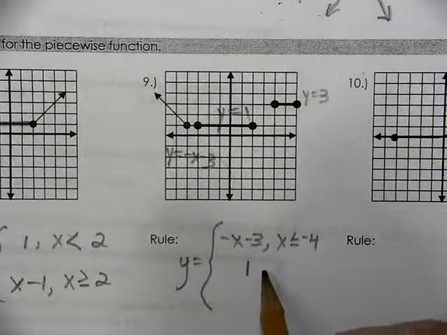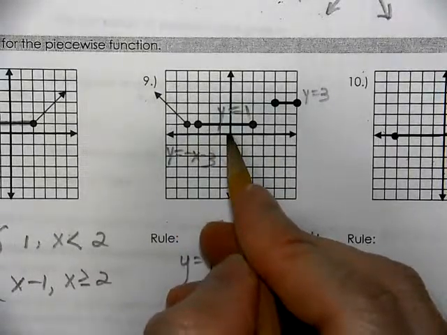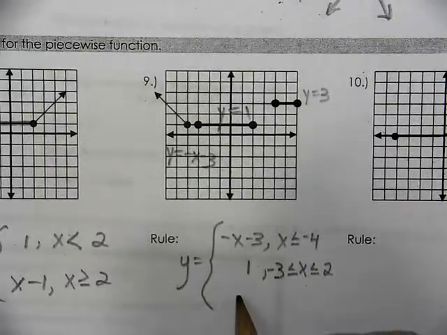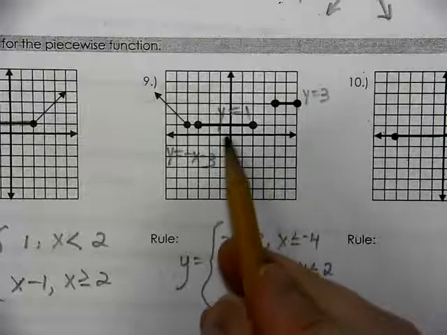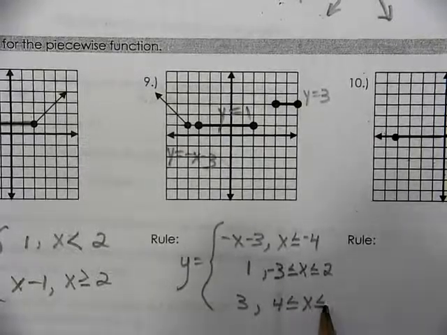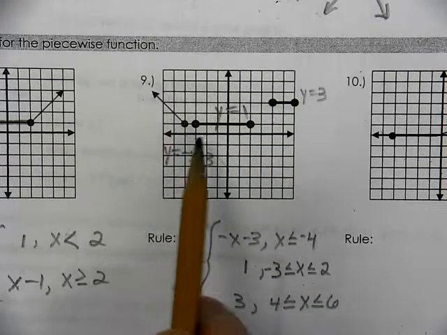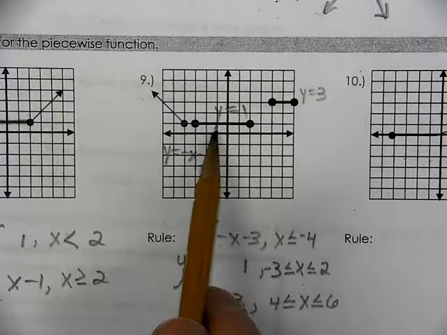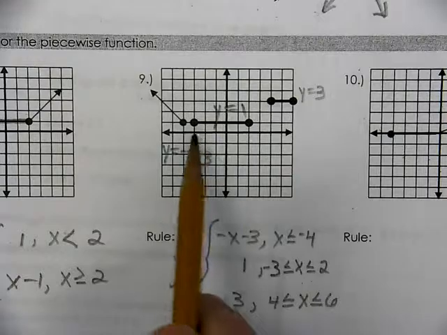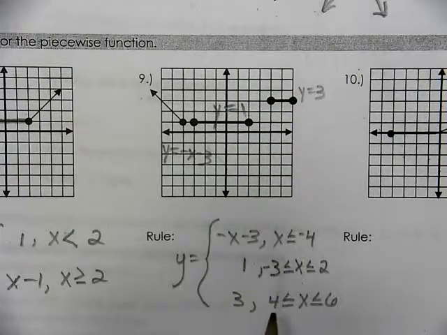I'm going to be at 1 whenever x is greater than or equal to negative 3, and less than or equal to 2. And then I'm going to be on 3 whenever x is between 4 and 6. So first you need to know what your equations are. Then you need to recognize which x values this graph includes. You're on this equation whenever you're between negative 3 and 2. And you're on y equals 3 whenever you're between 4 and 6.